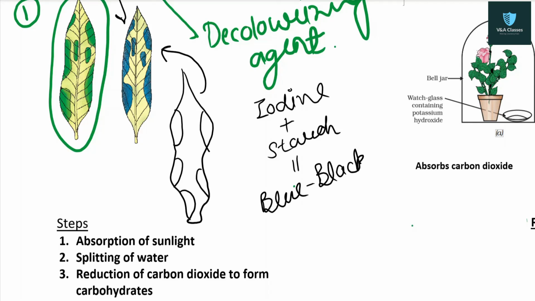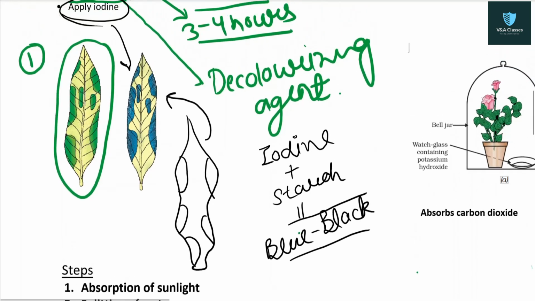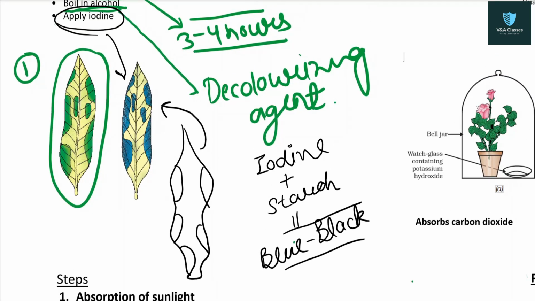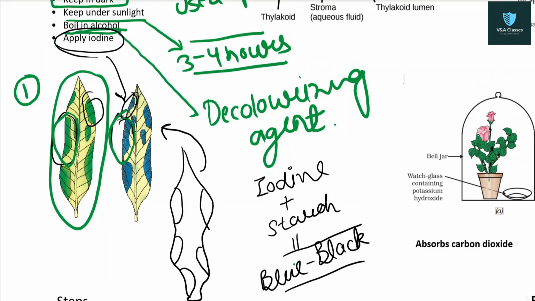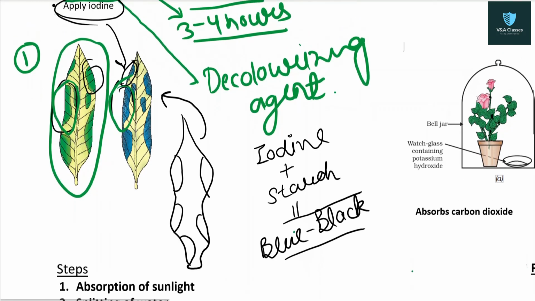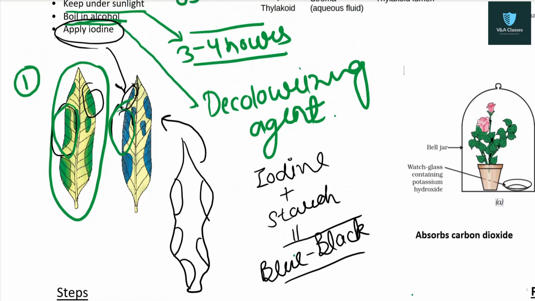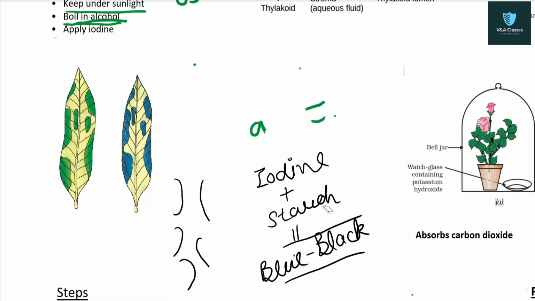So what does this activity signify? It signifies that only those parts of the leaf which were earlier green in color are stained blue. It means that only these parts were carrying out photosynthesis. Only these parts had starch reserve after photosynthesis, which is stained blue black. So this activity tells about the importance of chlorophyll in photosynthesis. This is your first activity.